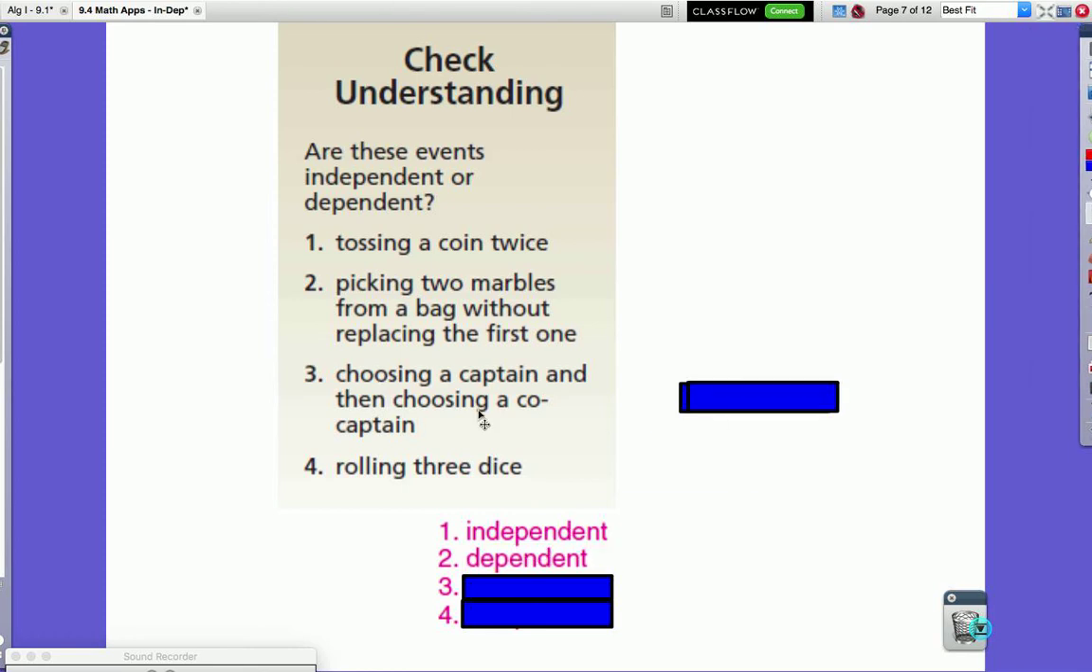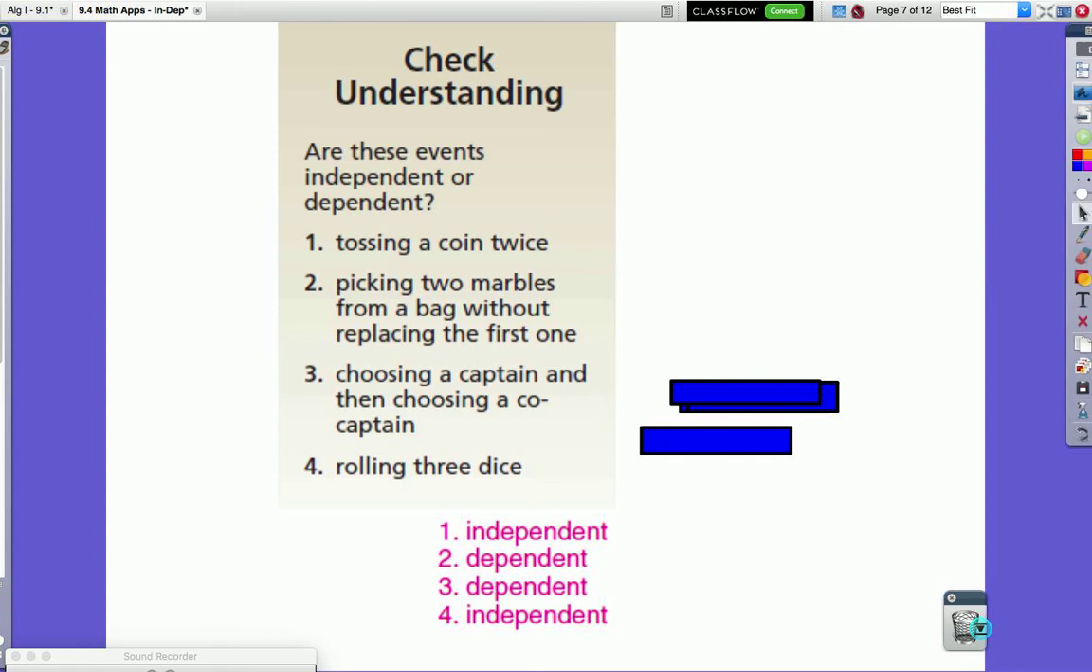Choosing a captain and then choosing a co-captain. If we have a room of people, 10 people on a team, you pick a captain. Now there are only 9 people left to choose a co-captain, so that is dependent. Rolling 3 dice, you roll 3 dice. It doesn't matter what each of them are. That's independent.